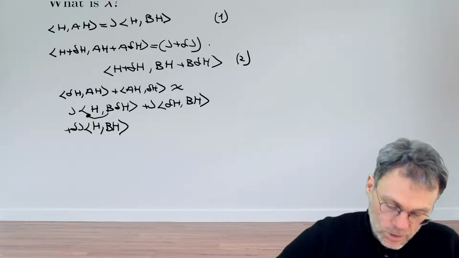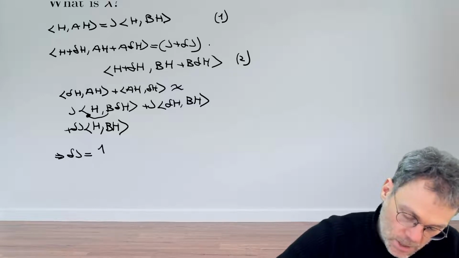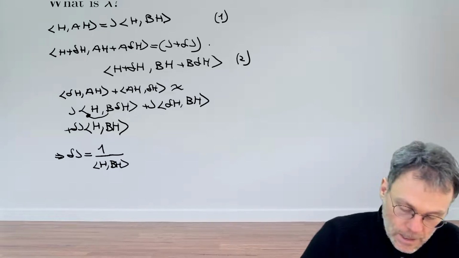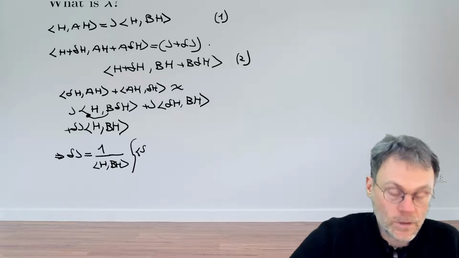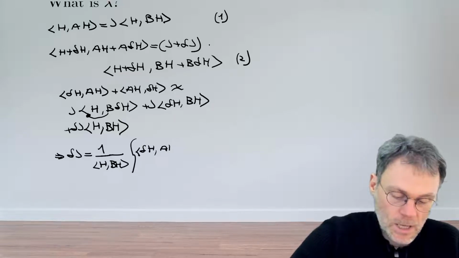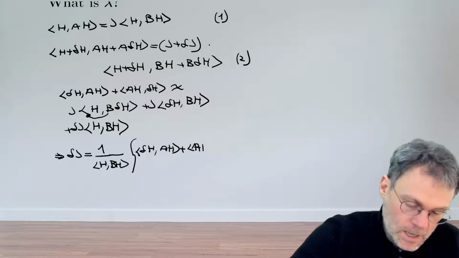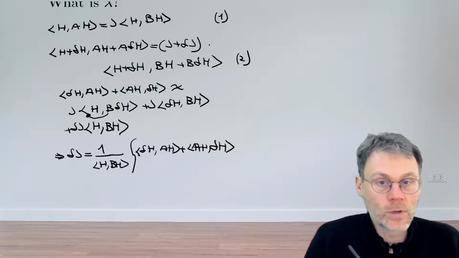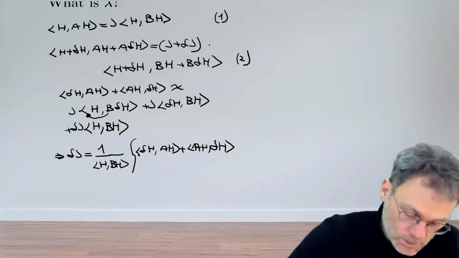So let's do that. Let's just rewrite this a little bit so that we have delta J equal to 1 over H BH. Okay. And then we have a set of terms. So we have delta H AH plus AH delta H. And then we have some terms involving minus J rather.